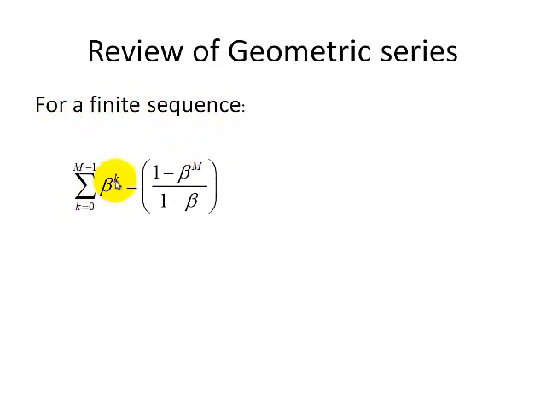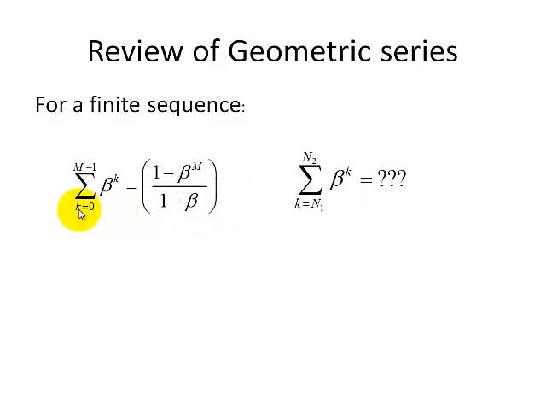In the earlier video, I derived a summation of a finite sequence consisting of b^k terms going from k equals 0 to M minus 1, and we developed a closed form formula given here. I'll derive a more general case.